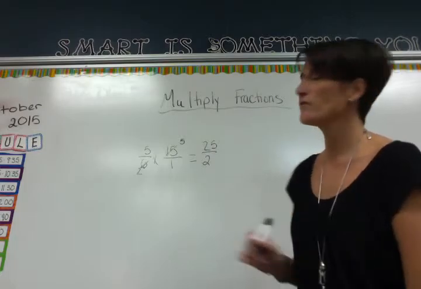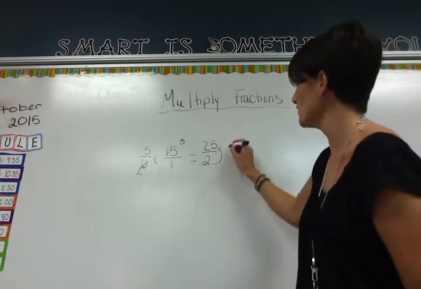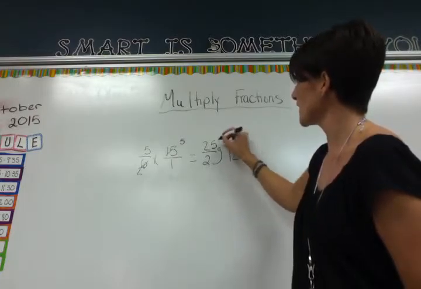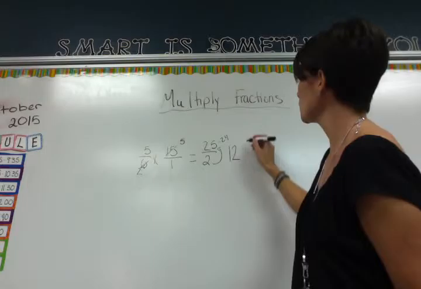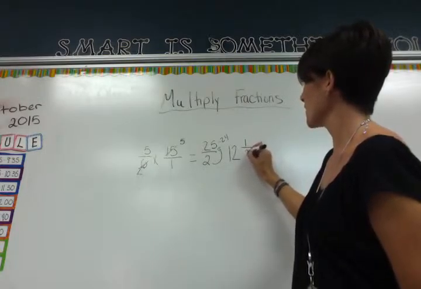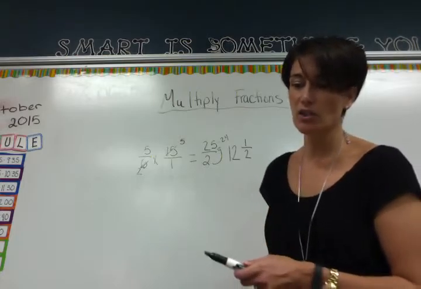So here's my improper fraction. I have to see how many times 2 goes into 25. It goes in 12 times, because that's 24. I have 25 minus 24 is 1, and then I put that back over my denominator. All right, so let's try some other problems.